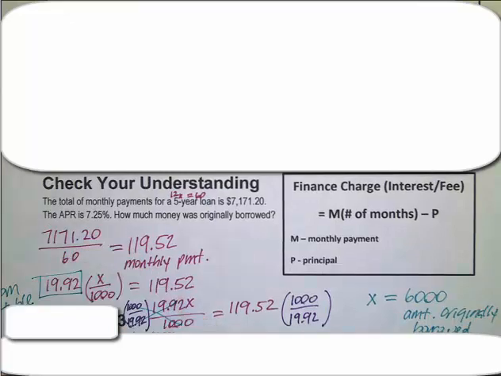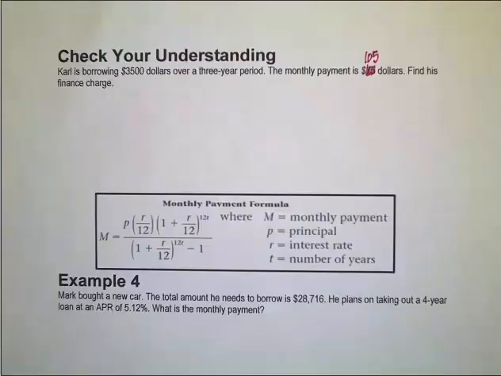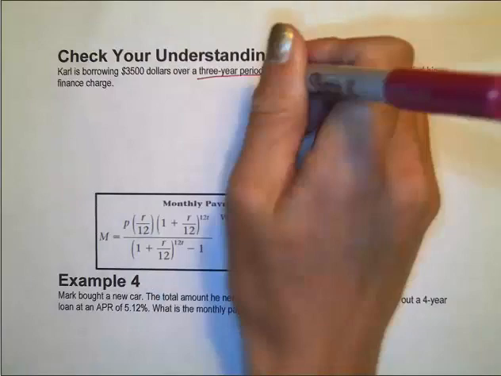Okay? Alright, check your understanding. So Carl is borrowing $3,500 over a 3-year period. The monthly payment is, notice I changed this to $105. Find his finance charge. So a 3-year period means 36 months.